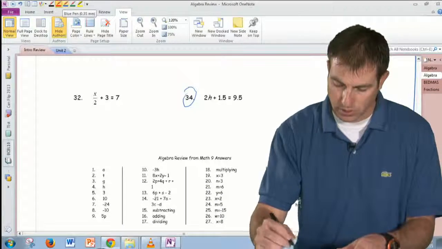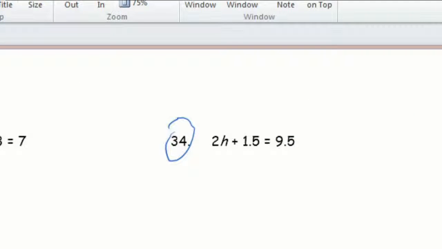So here we have 2h plus 1.5 equals 9.5. What we need to do is get the variable by itself. So in this case, it's the 2 and the h. Because they're stuck together, I'm just going to leave them together until they're isolated. So I get everything away from the 2 and the h. Because I'm adding 1.5, I'm going to subtract 1.5 from both sides.